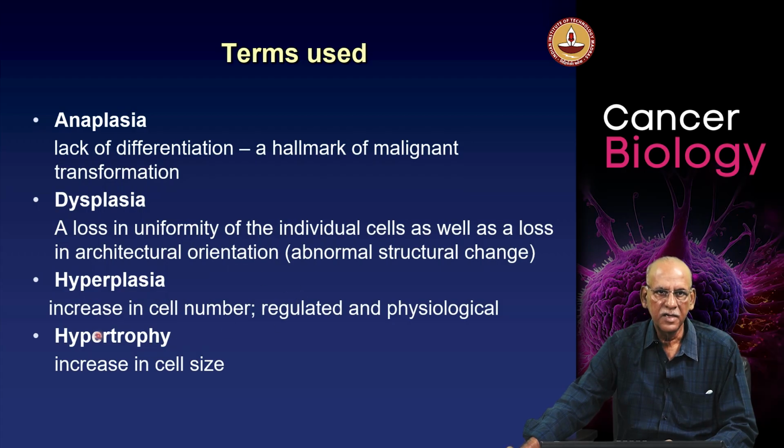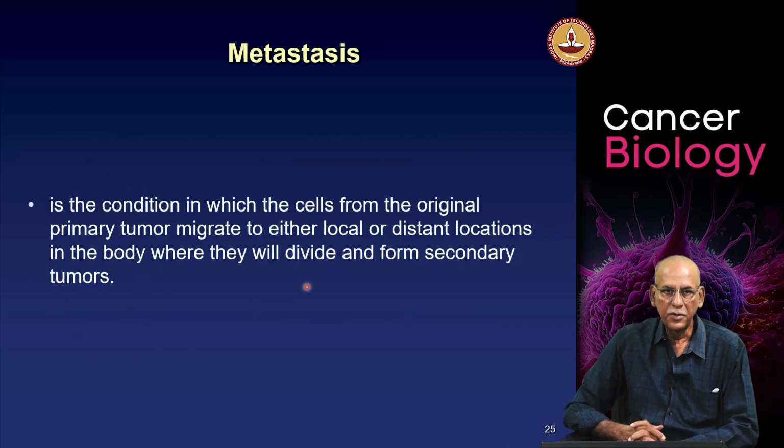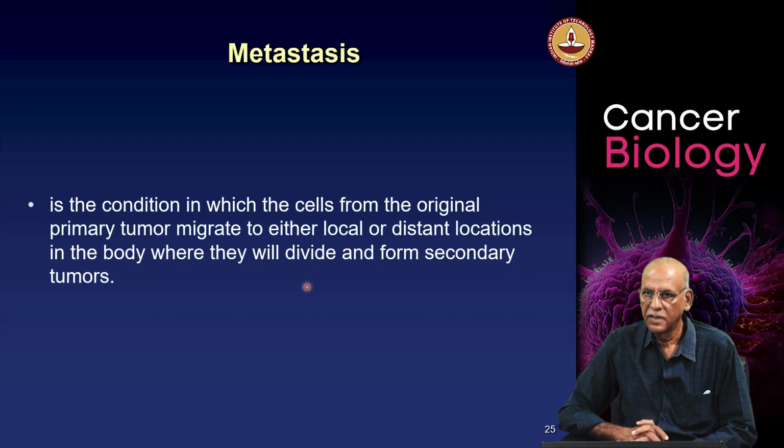There are two more terms that you must know. One is called hyperplasia, which means increase in cell number. It is not the same as increase in cell size. Hypertrophy refers to increase in cell size, and hyperplasia refers to increase in cell number, which, of course, can be a regulated and very physiological phenomenon also. Metastasis, I already told you, is the cause for 90% of the deaths in cancer patients.